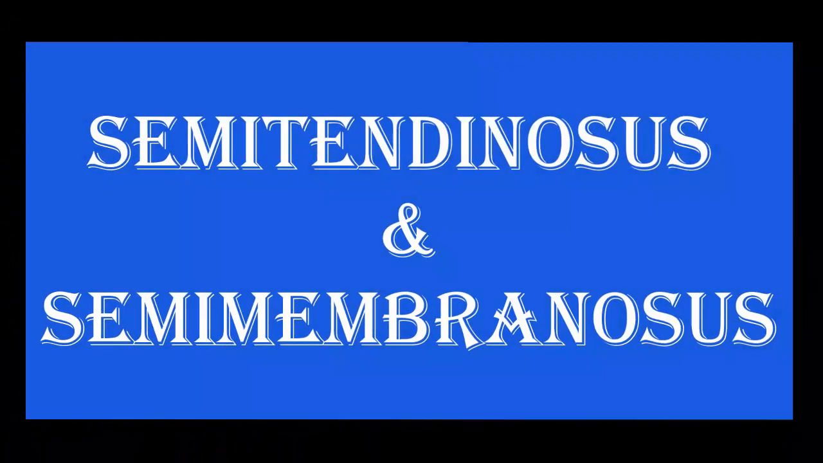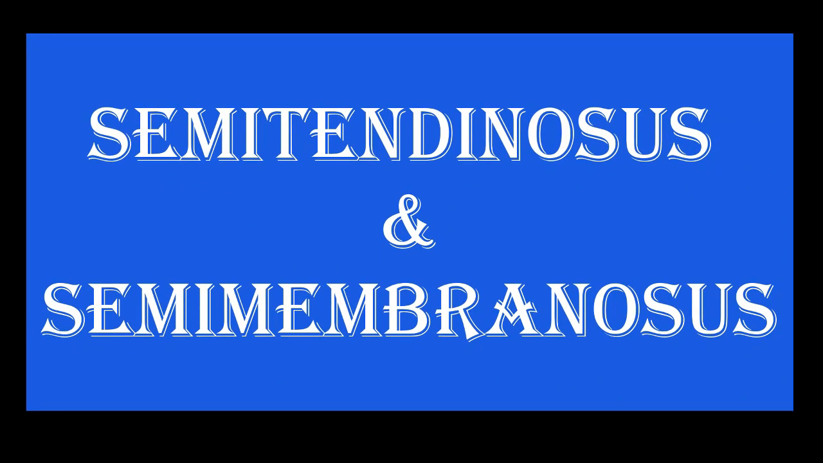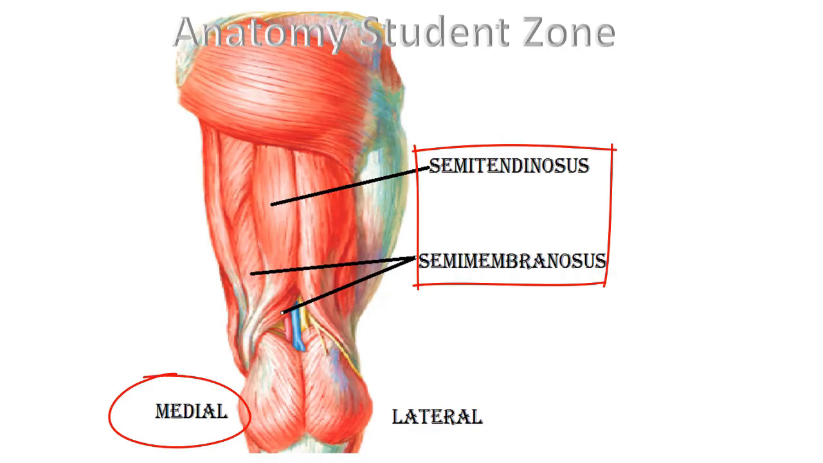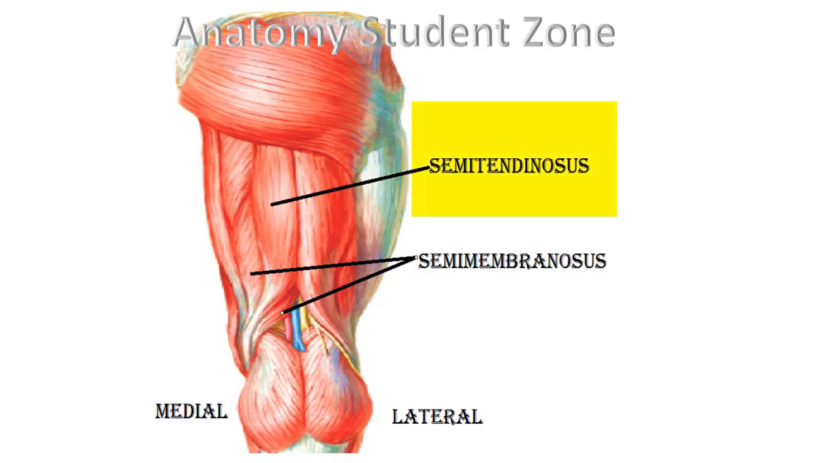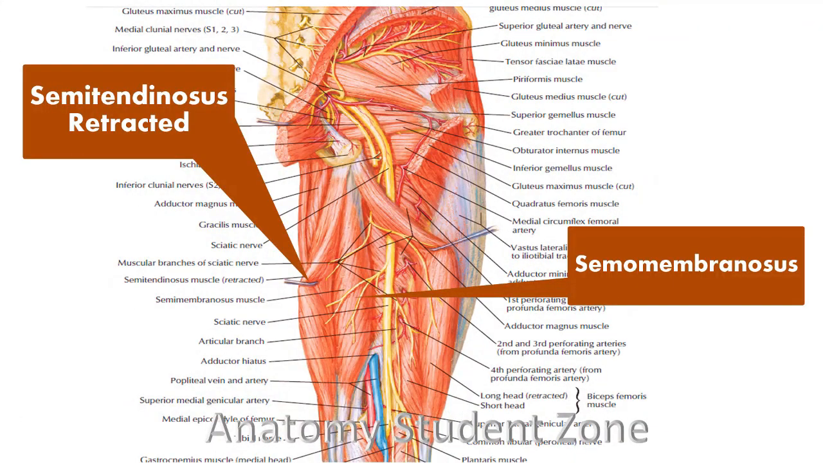Now I will cover semitendinosus and semimembranosus. I have described both multiple times. They are on the medial side. You can see semitendinosus on superficial dissection, and deep to semitendinosus you have semimembranosus. Have you ever thought why semitendinosus has this name? It has this name because it is half tendinous and half fusiform belly.